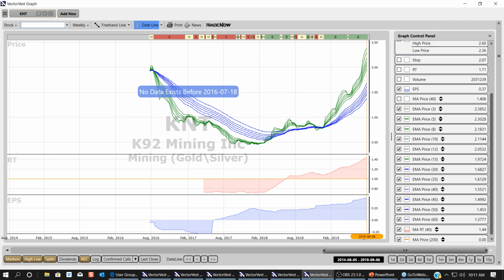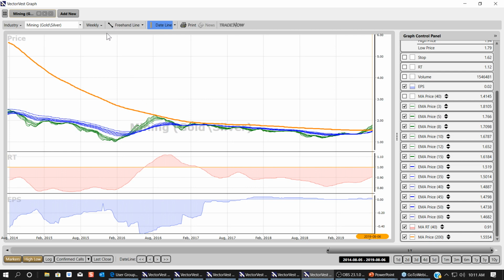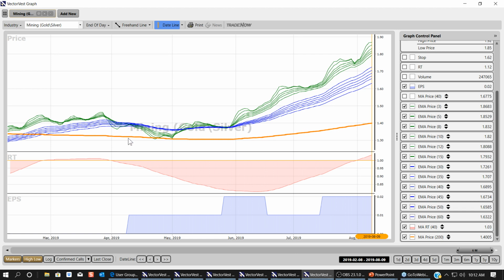All right, so I've shown you how to set it up, and by the way, you can use this with sectors as well. So here, for example, is the sector graph. I can go to the industry graph, and it works quite well for that as well. I'm going to go to end of day, and to 6 months. So there's the mining gold silver. Some folks were asking about mining gold: is it too late? Well, if you pick the right stock, the industry is still rising.